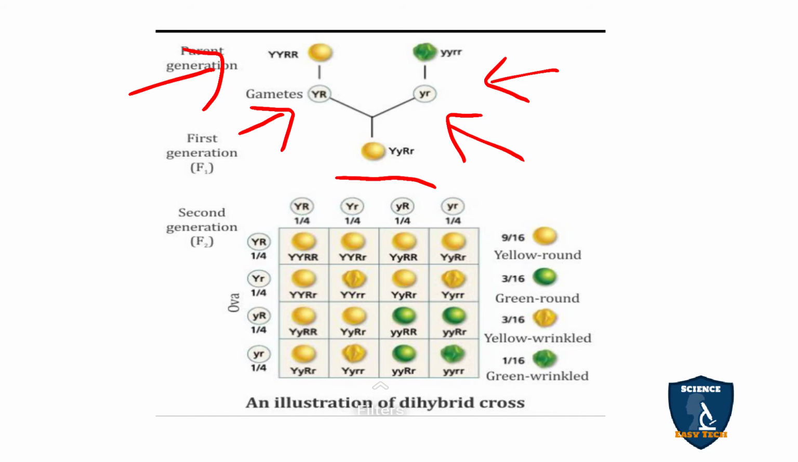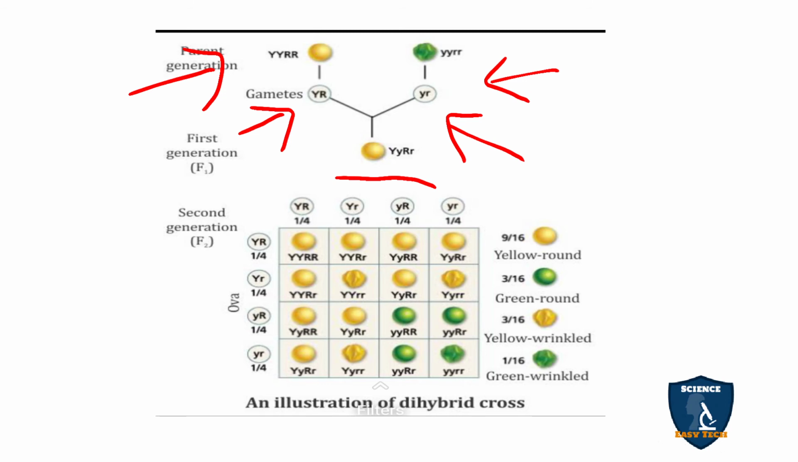If they are self-crossed, in the F2 generation we will get a checkerboard like this. This checkerboard is made up of 16 boxes, and you can count them. While crossing in the F2 generation, we will get 9 yellow round, that is capital Y, capital R.